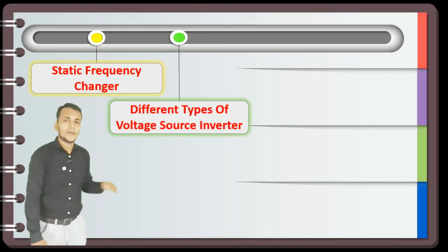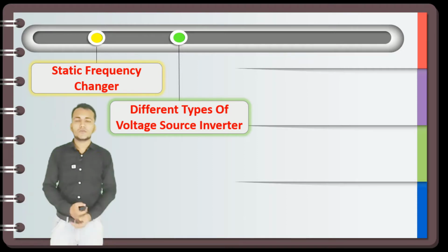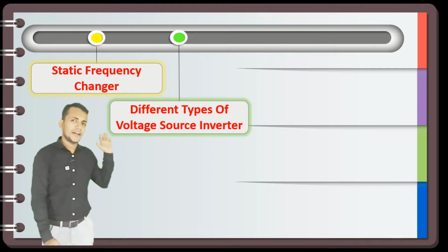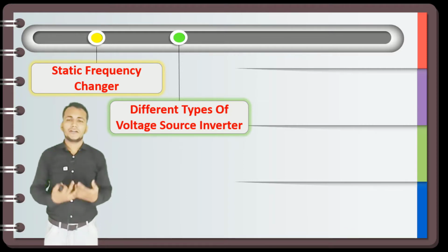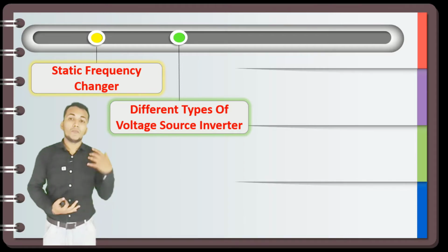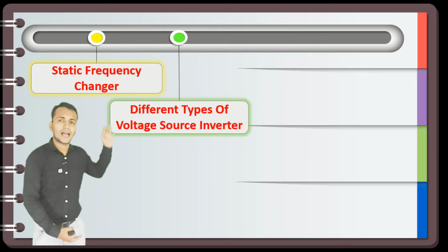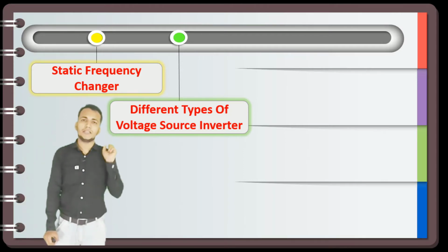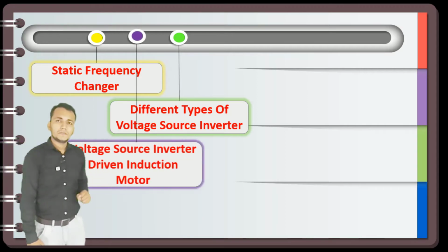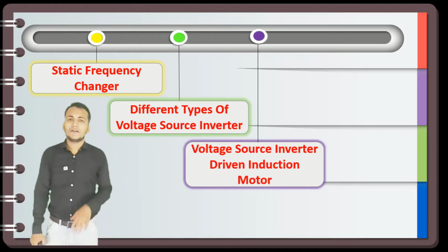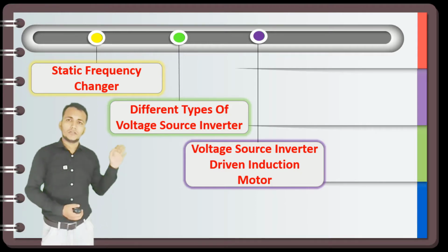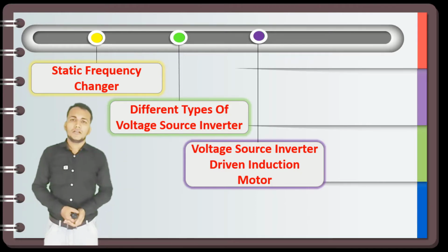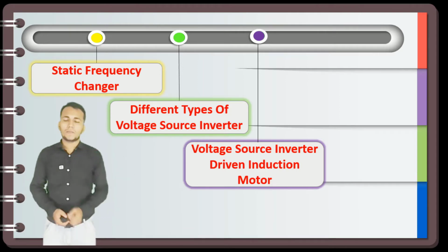Then the next topic is the different types of voltage source inverter. Here we have to study different types of voltage source inverter, like half bridge converter, full bridge converter, and then modified McMurray inverters. Then, voltage source inverter driven induction motor. Here we have to study the inverter driven induction motor drive.